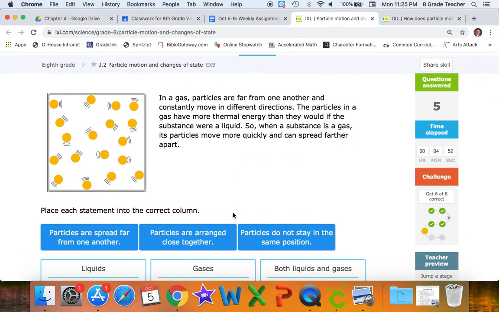In a gas, particles are far from one another and constantly moving in different directions. The particles in a gas have more thermal energy than they would if the substances were a liquid. So when a substance is a gas, its particles move more quickly and can spread farther apart.